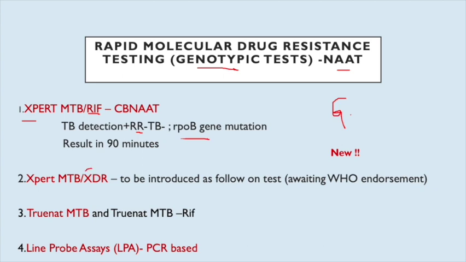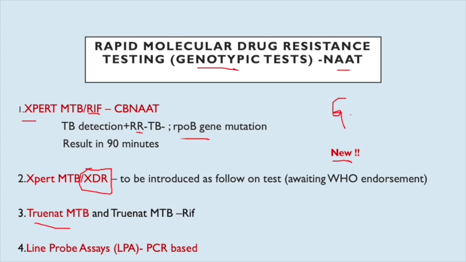What is new is that the same Xpert MTB test is now also being introduced in XDR format, and this is something which is new. It is awaiting WHO endorsement. It is already approved, and it will now be used as a follow-up test. So if a patient has rifampicin resistance, then probably the same sample can be used for Xpert MTB XDR, and we can also know on the spot whether he has MDR or XDR TB.